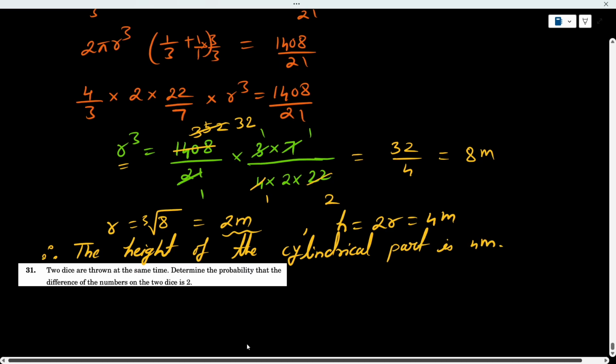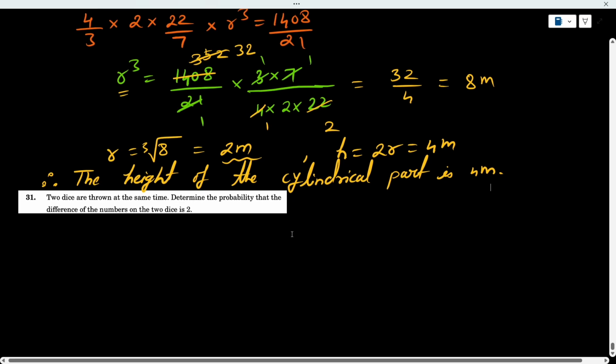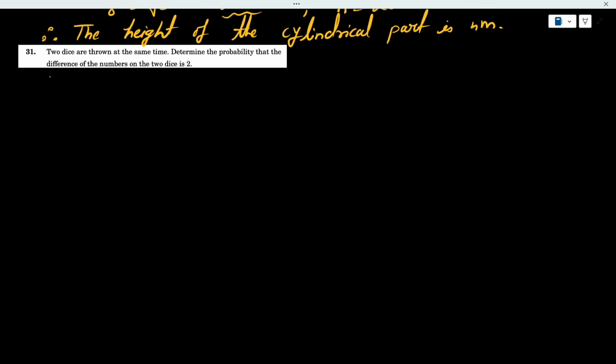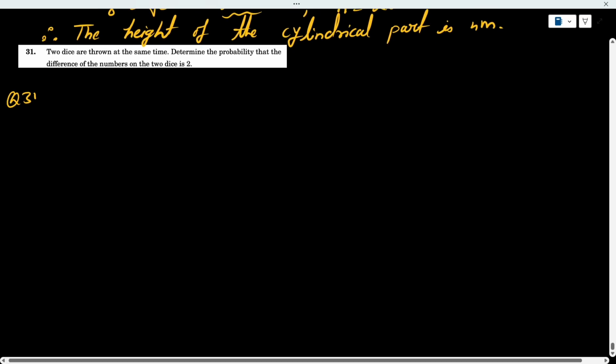Here, this question ends, right? In surface area and volume, you need to be careful with the calculation. Now this is your 31st, the last question of 3 marker. What is given here? It's based on probability, a 3 marker question.